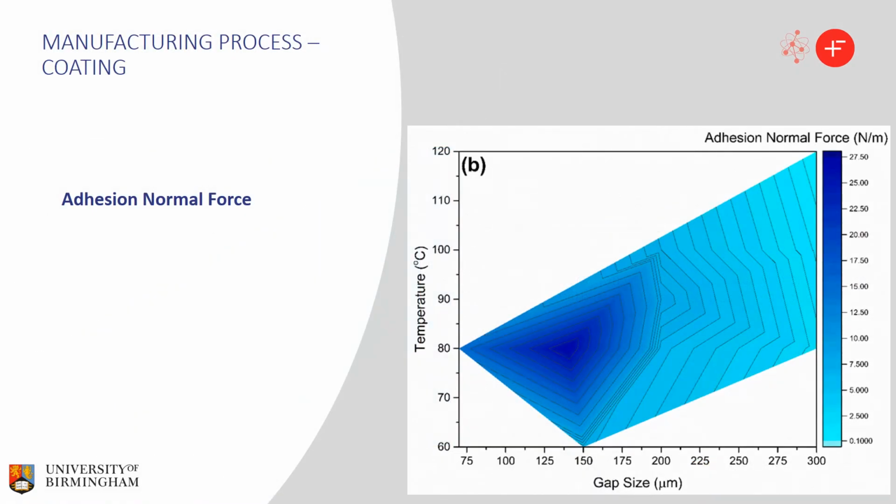This is another control plot that combines the drying temperature with the coating gap size, with the adhesion normal force as the property under examination. Now the adhesion normal force is defined as the force between the graphite-based coating and the current collector. And as you can see, again, we have a great disparity between the values, with the optimum being concentrated again in the area between 150 micrometers and 80 Celsius degrees.